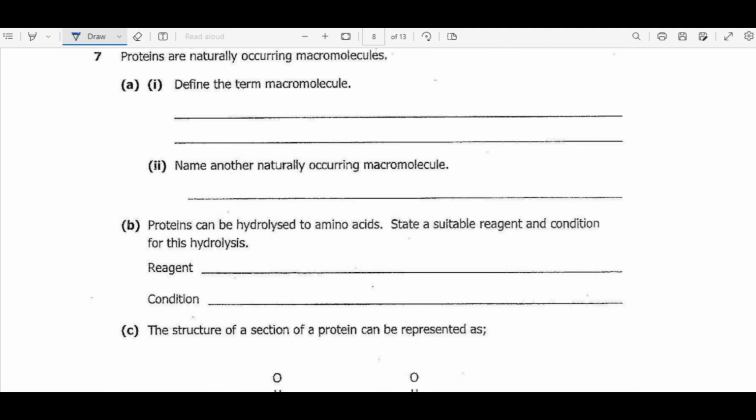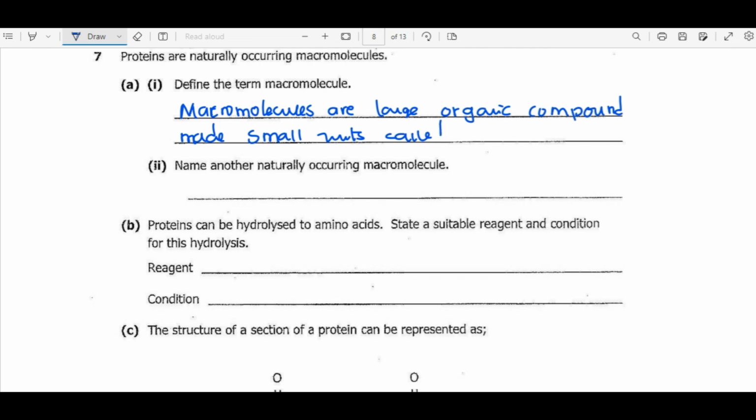Then 7, proteins are naturally occurring macromolecules. A1, define the term macromolecule. So this is same as a polymer. So say macromolecules: a large organic compound made from small units called monomers.